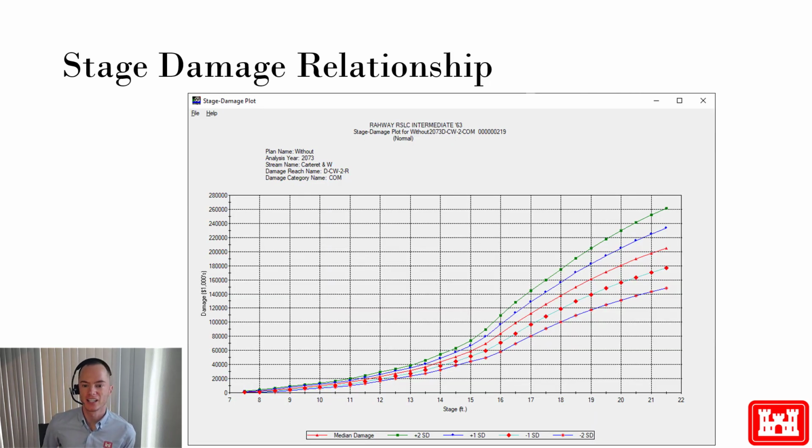Our task in this series of videos is to study what goes into identifying the spread of damages for a given stage. Observe that the dispersion of damages about the median, as measured by the standard deviation, increases with increasing stage. So the stage damage function looks like a fan spreading out, representing the bounds of damage within which we are relatively confident the true stage damage relationship lies.